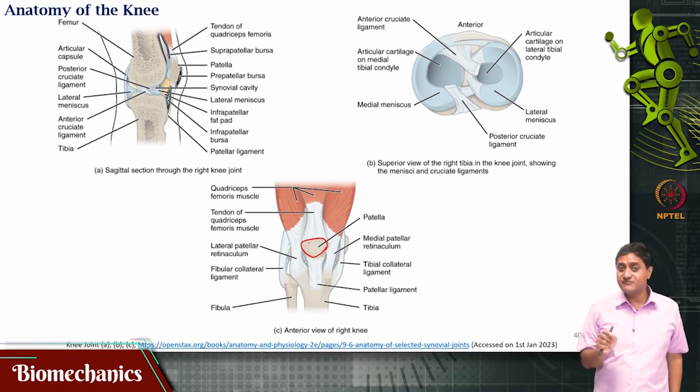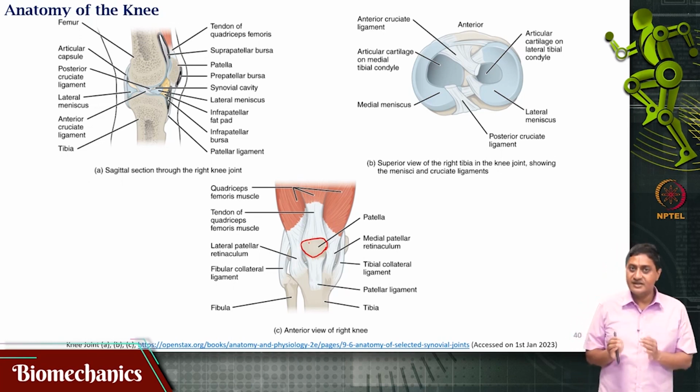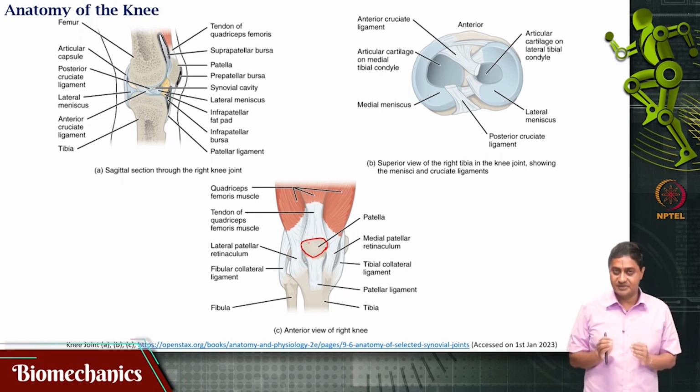joint. This is where the patella interacts with the femur. Okay. So, this is the patellofemoral joint. So, there are 3 articulations within the knee joint, which is why it makes it the largest joint in the body. Okay.